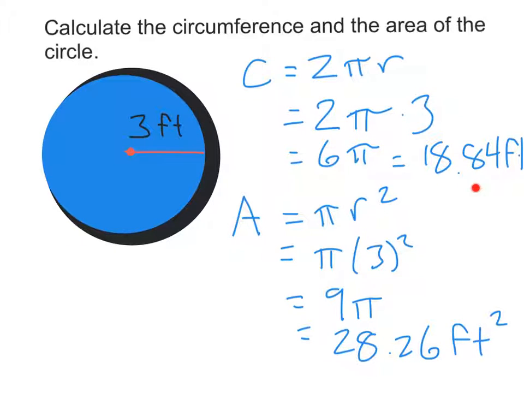Right, so the circumference, this first answer here, is measuring the distance around the circle. The area is measuring how much space the circle takes up. Distance around is in regular feet. The space it takes up is in square feet. So there's an example of circumference and area.